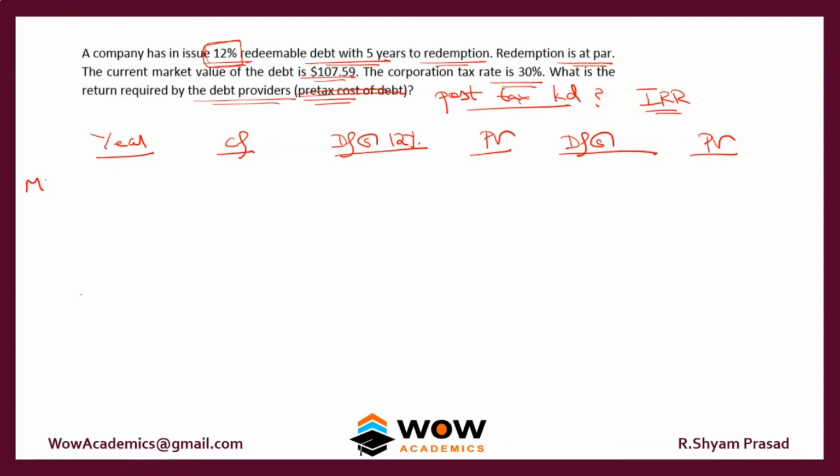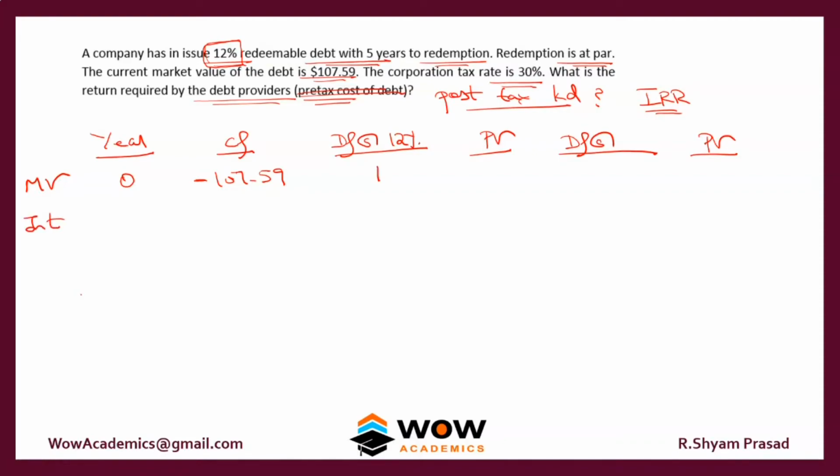The first is the market value. You are buying the bond now, so it's called the zeroth year. The cash flow is you're buying the bond, so it's 107.59. Mark it with the minus symbol here, because you buy the bond, so the cash goes out. The discount factor for the zeroth year is always 1. So we'll move on to the next one.